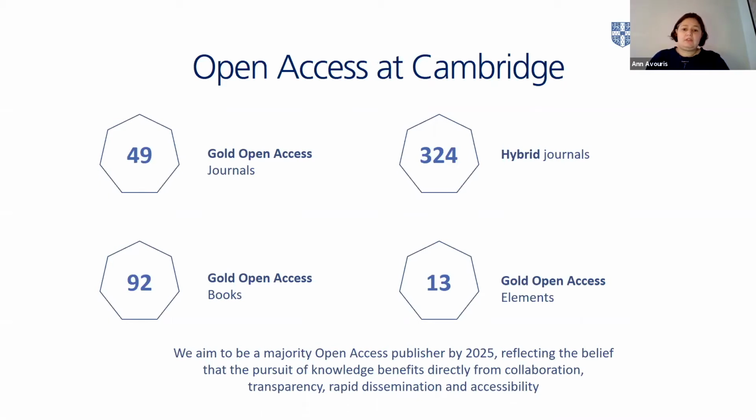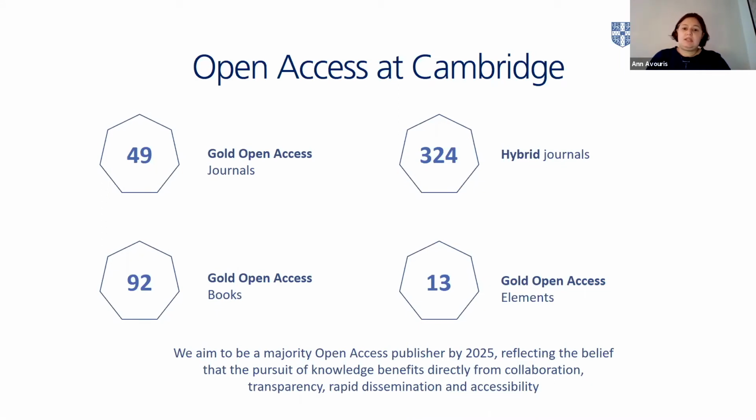We have 49 fully gold or diamond open access journals at the press, along with 324 hybrid journals, which allow open access article publishing on an individual article basis. There are very few journals on our list now that do not allow open access publishing in some form. We are also encouraging our hybrid journals to apply for what is called transformative journal status as a route to compliance with Plan S, and now have over 200 journals with such status.